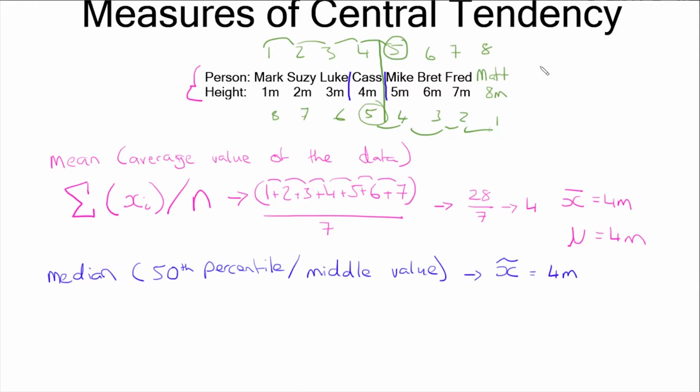So what you do is you take the average of those two. So we go 4 plus 5, and we divide this by 2. We are then left with 9 over 2, which is equal to 4.5.